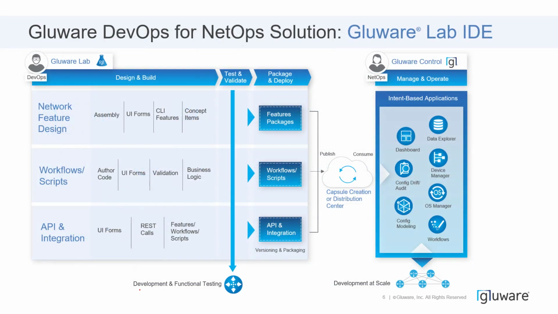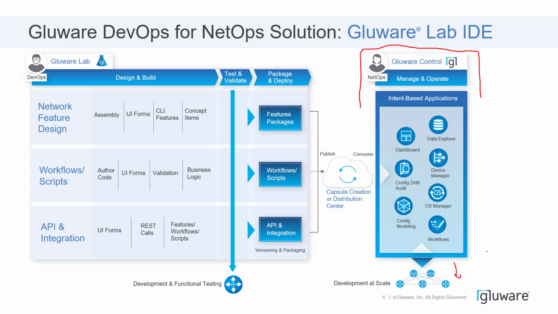So moving on, we've mainly talked about and focused on this aspect right here, which is Gluware Control, and it's largely used by your NetOps, your network operations folks, your network engineers, and they are consuming our suite of applications and they're implementing automation at scale in the network.